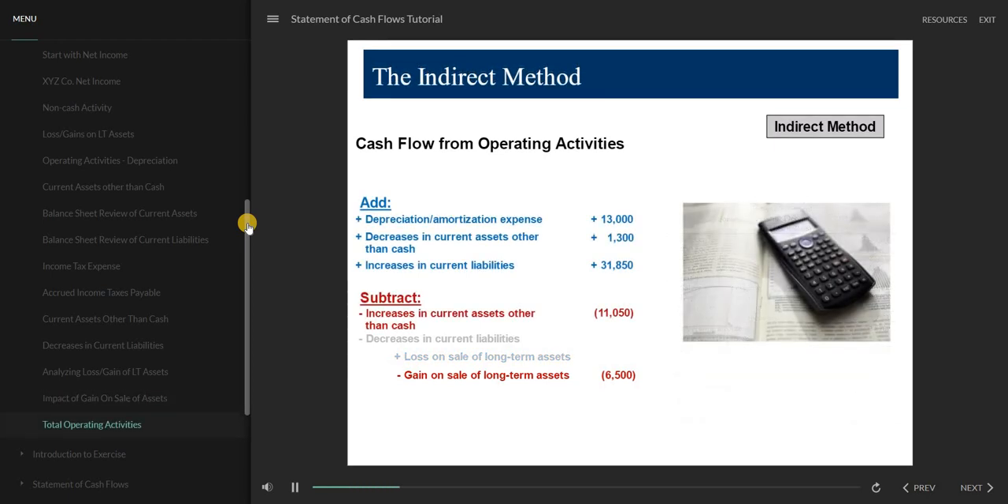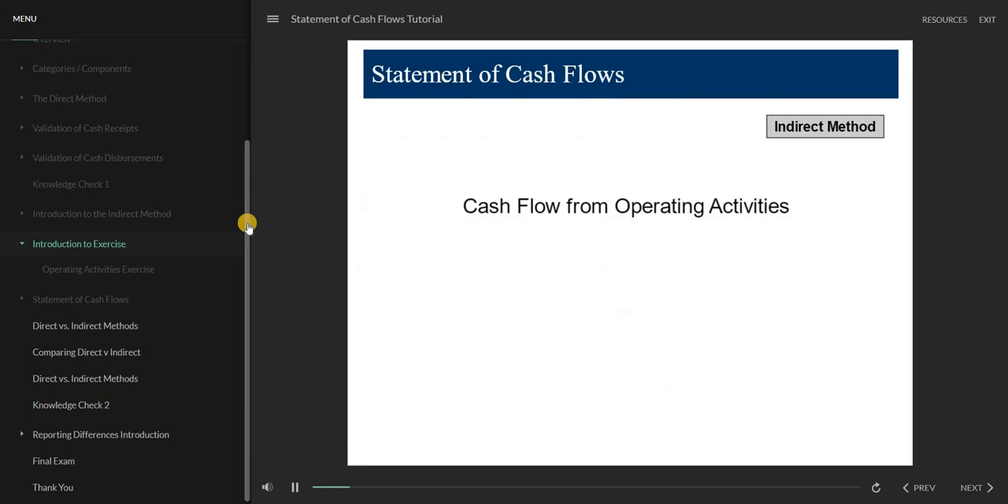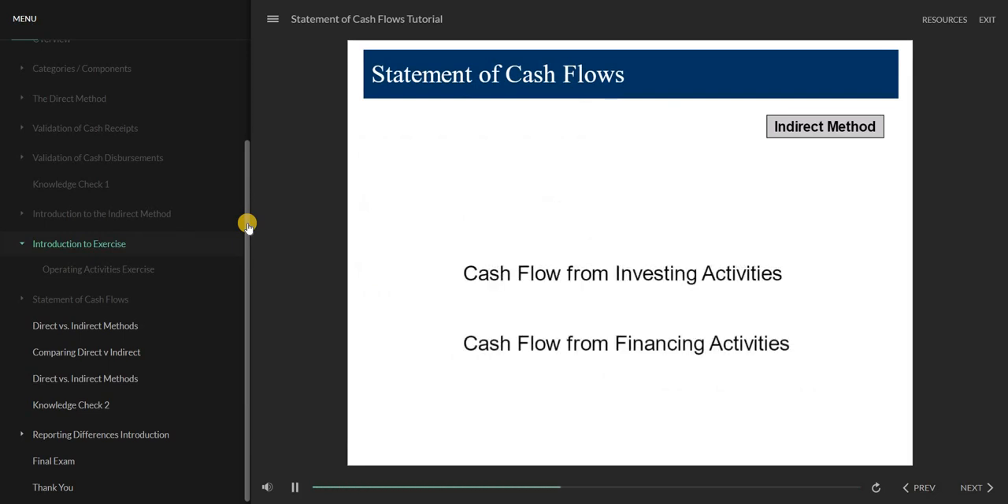As we sum up all of the items listed under cash flow from operating activities, it equals $54,600. Before we continue the preparation of the statement of cash flows and delve into the cash flows from investing and financing activities, let's do a quick exercise regarding what you've just learned.